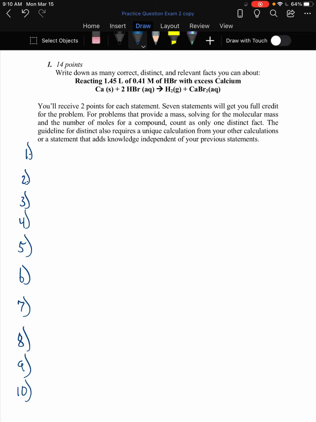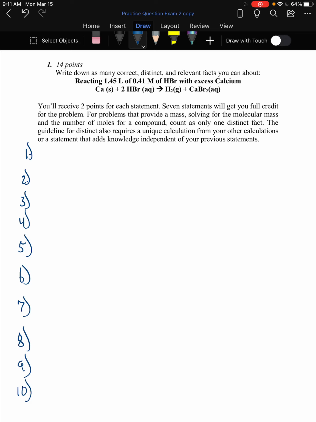So as you begin to study for exam 2, in addition to the exam from last year that you should use to practice, I wanted to provide you with an opportunity to practice these creative exercises where you're asked to write as many correct, distinct, and relevant facts as you can about a particular statement.